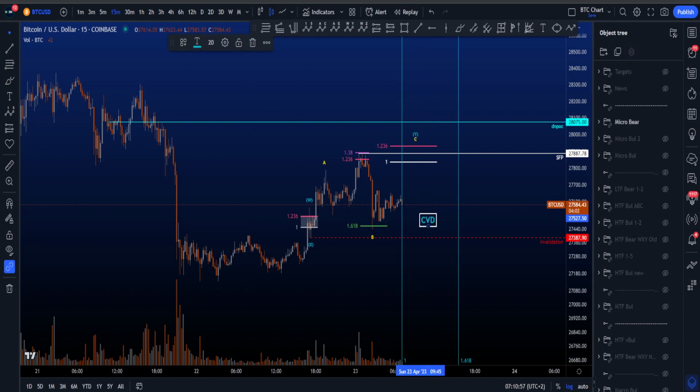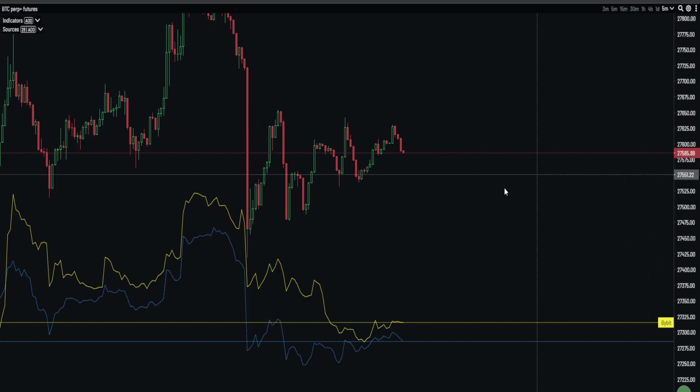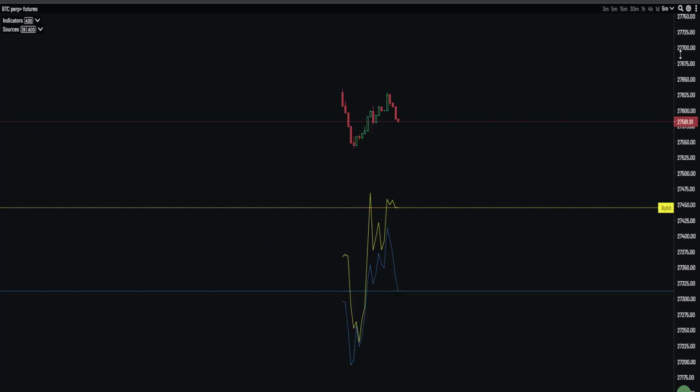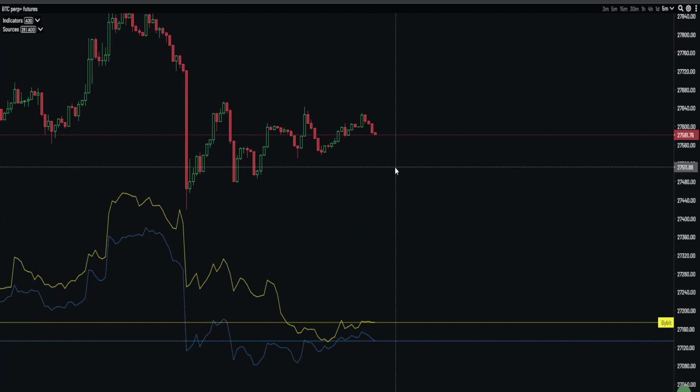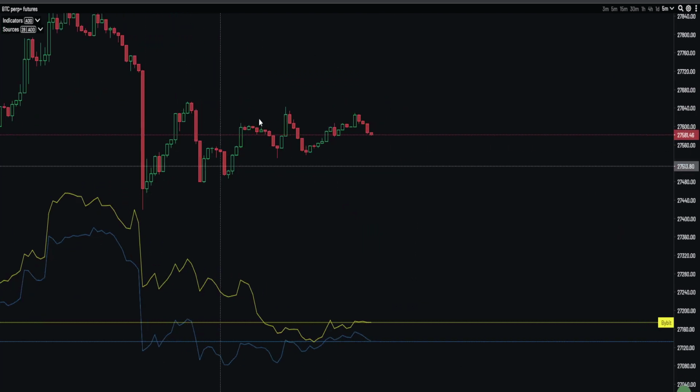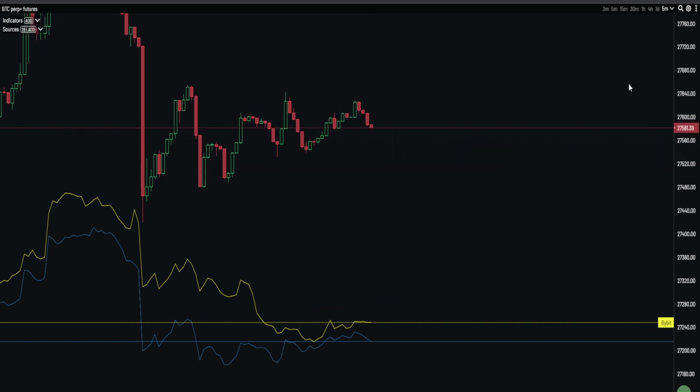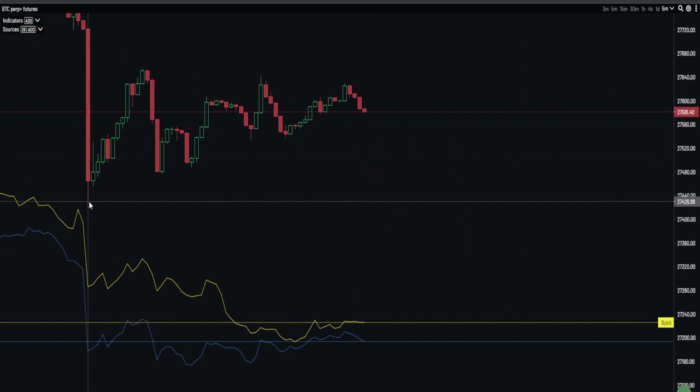And if we do look at the CVD divergences, we do see some bullish divergences over here. Now this is on the 5-minute time frame, so this is the range that I am talking about. And what we're looking for over here is that price is making lower lows, but it is making higher lows on the CVD, at least between this low and the lows that we have over here.